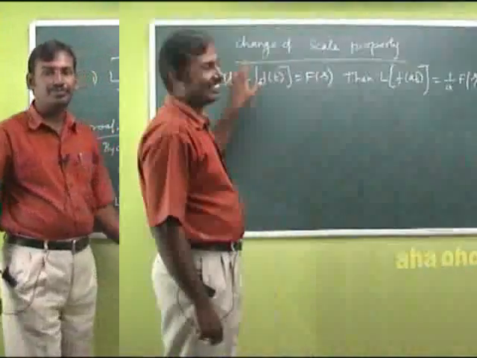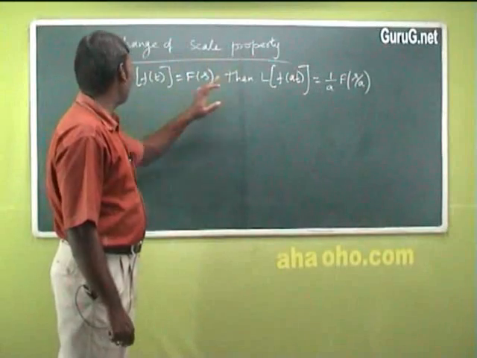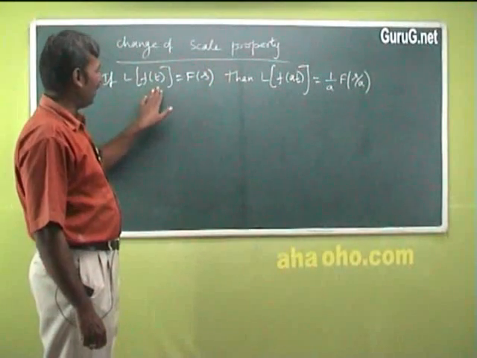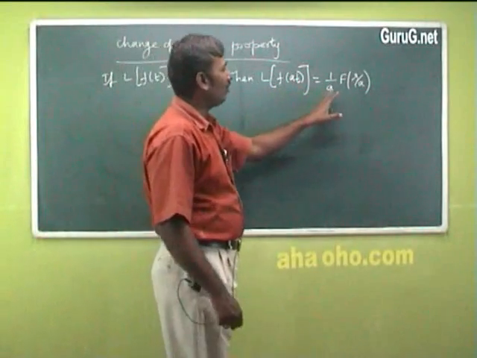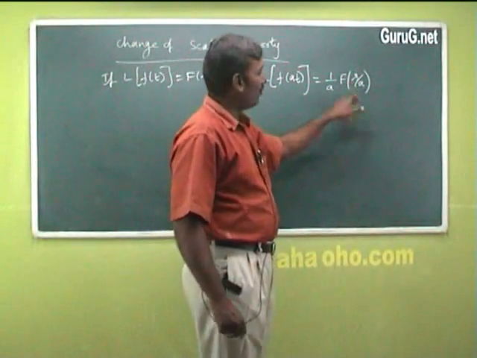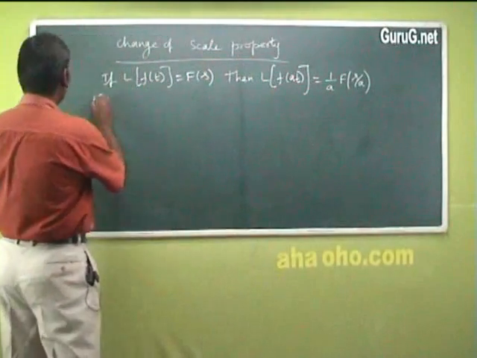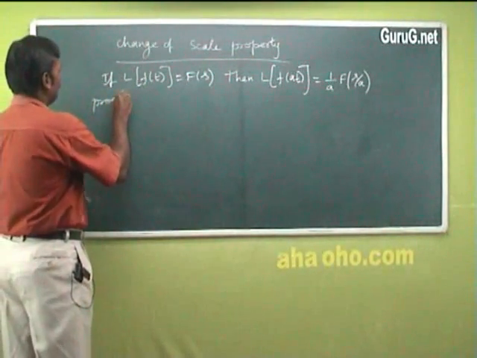Clear? Change of scale property. If L of f of t equals f of s, then L of f of at equals 1 by a into f of s by a. How can we prove this result?